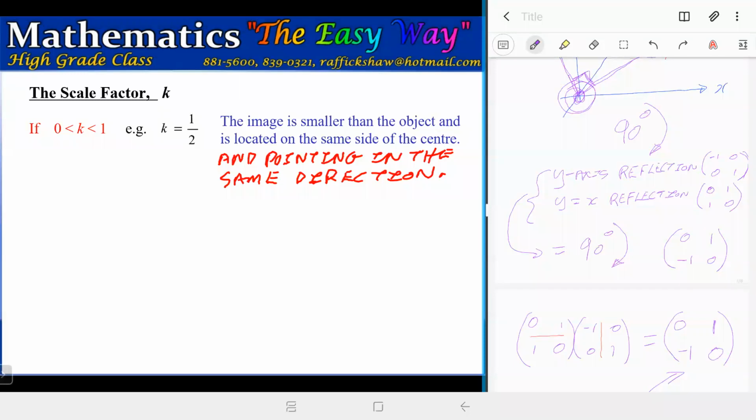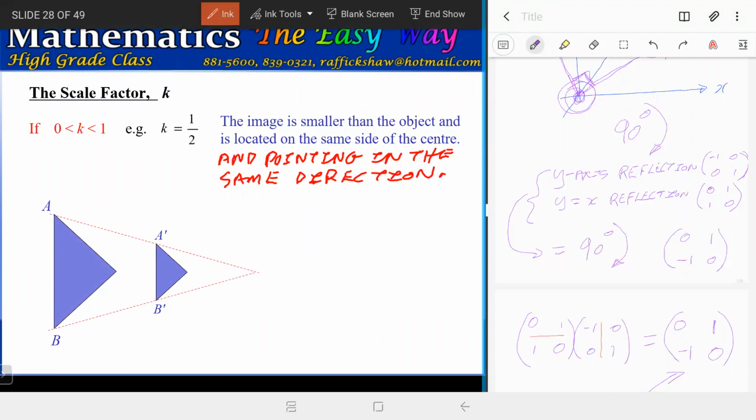Let's look at it now. So that's my object triangle, and that's my image triangle. Is it smaller? So I'm going to locate the center now. Same way: join corresponding points to locate the center. Join A to A prime, extend it. Join B to B prime, extend it.